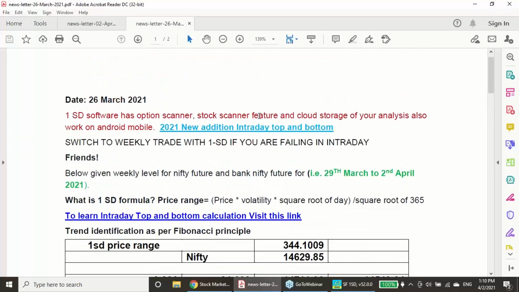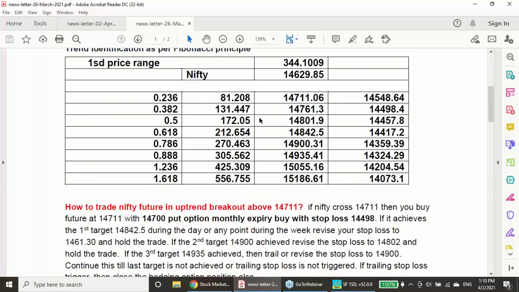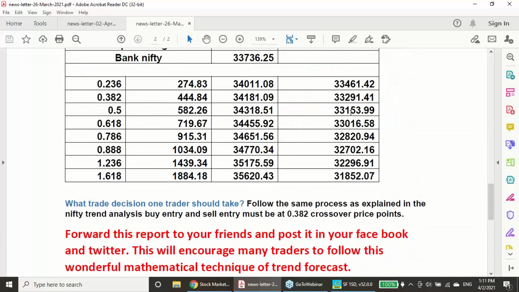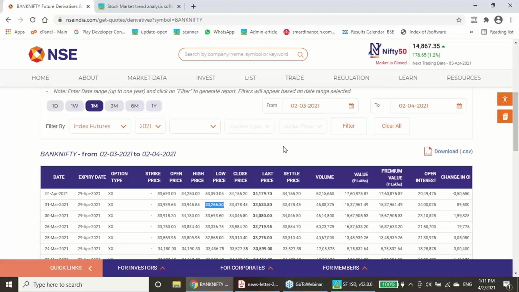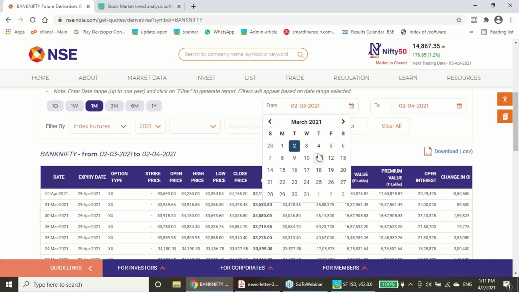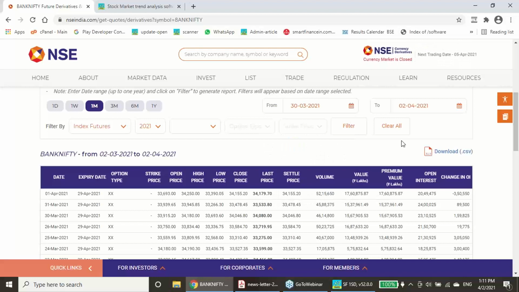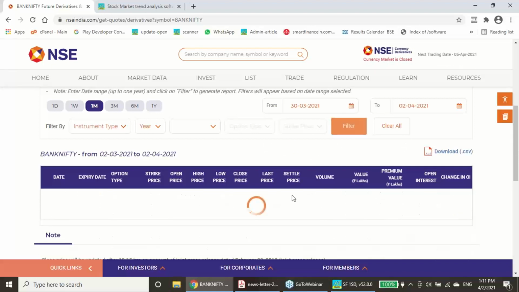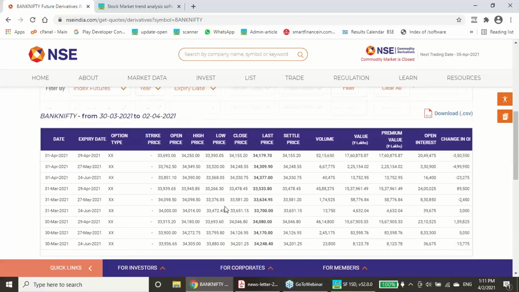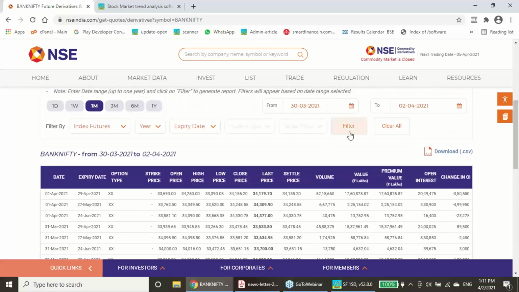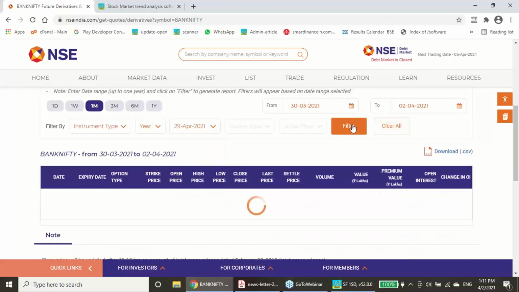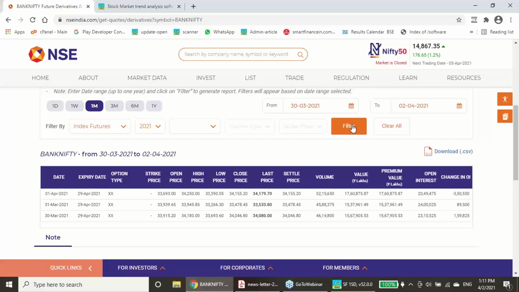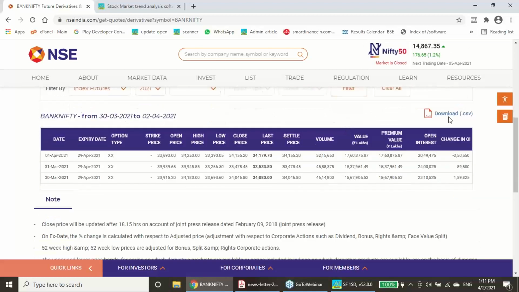So last week, which was 26th March, we have generated this report. So for Bank Nifty, we have given these levels. What happened in the Bank Nifty, that is more important. So here, 30th March to 2nd April, if I just simulate the values for the Bank Nifty, for these 3 days, what will be the high and low? You can see from this NSE site, I am fetching the data.